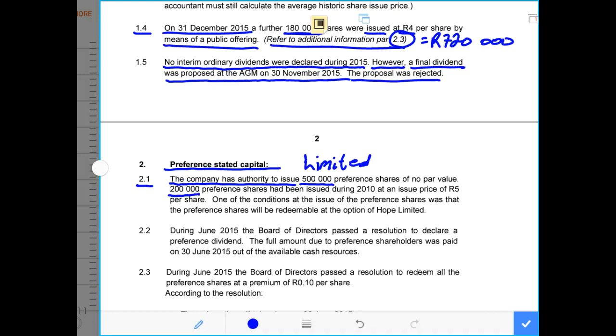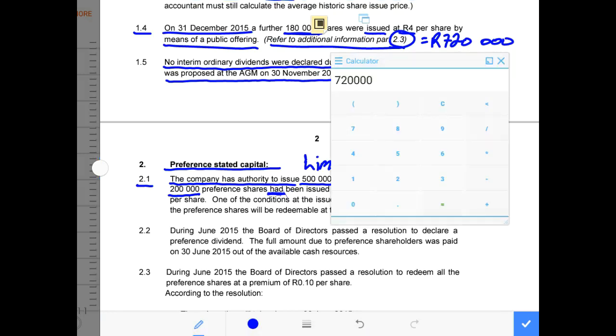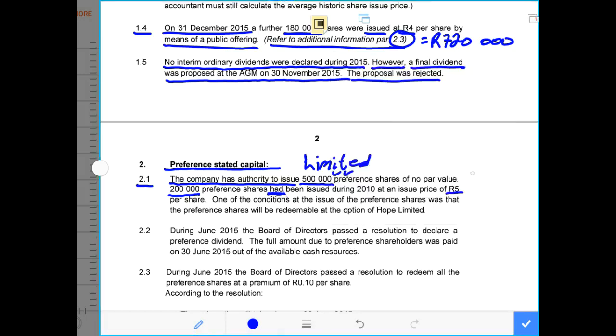200,000 preference shares had, take note of that, the past tense, had been issued during 2010 at an issue price of R5. So now that means the 200,000 shares out of the 500,000 shares that was the limit were already issued. If 200,000 was issued, how much would the capital have been? They were issued at R5, therefore it will be 200,000 times 5. It means the preference stated capital by now is supposed to be R1 million, because 200,000 times 5 gives us R1 million.